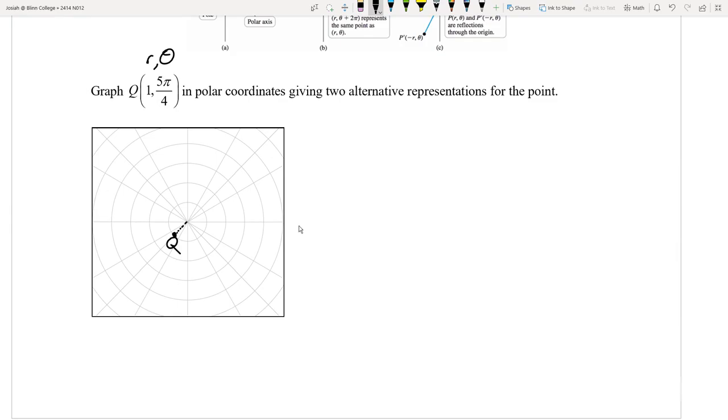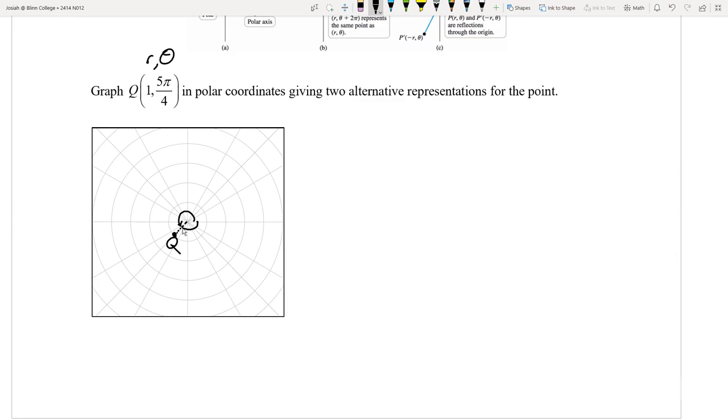All right, so if that's Q, as it says here, we want to give two alternate representations for that same point. So let's think about some different ways that we can do it. As it sits now, we started from our polar axis and we went counterclockwise in the positive direction, 5 pi fourths.